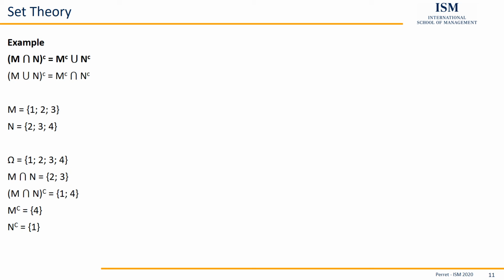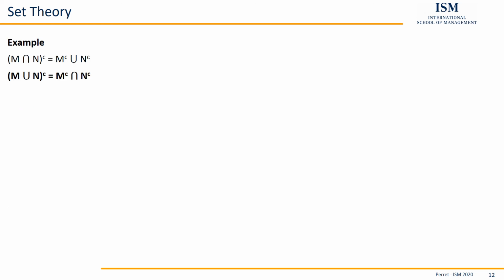And then we need to have the union of the complement of M and the complement of N. The union here is 1 and 4. And then we see the left side, 1 and 4, the right side, 1 and 4. So they are the same. So at least with this example, the DeMorgan rule works. And you can believe me, this works for other examples as well. Okay, so much so good for the first example.